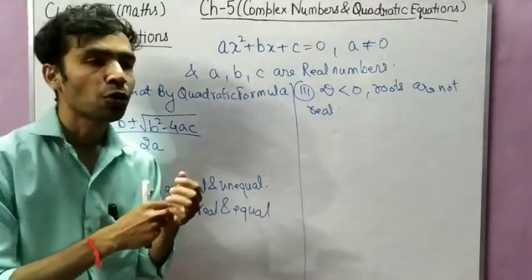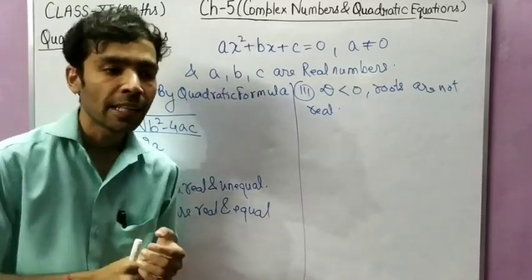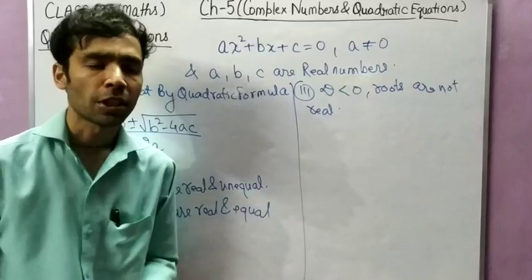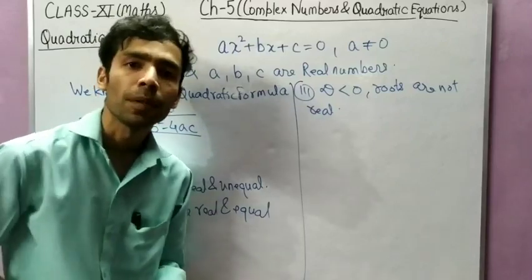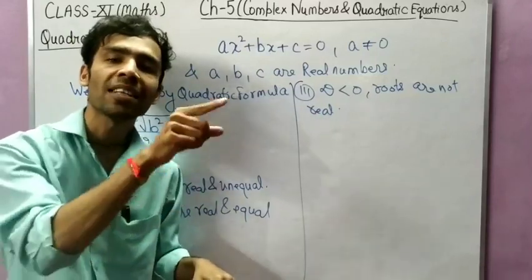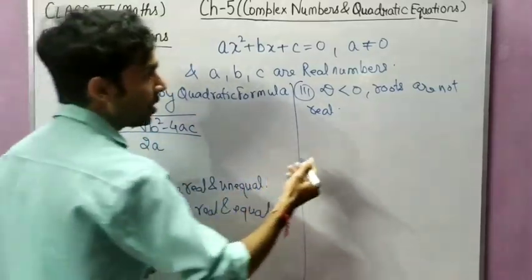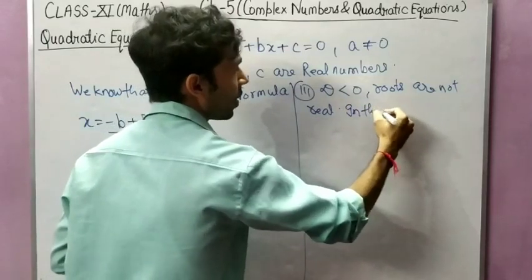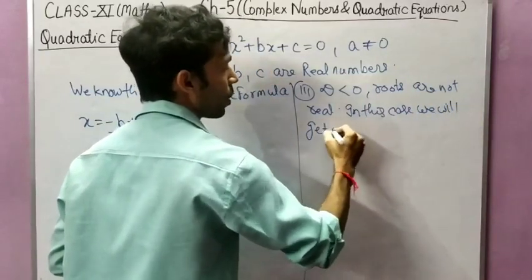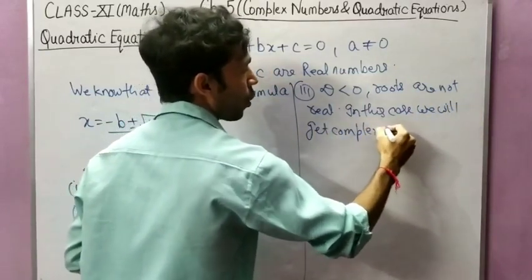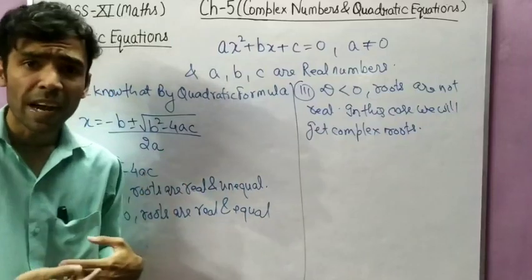The method to solve the quadratic equation is the same, and the formula is also the same. The one thing that is different is that in many questions you will see that inside the square root you get a negative number, and whenever that happens you will not get real roots. In that case you will get complex roots, which means whatever value of x we find will be complex.